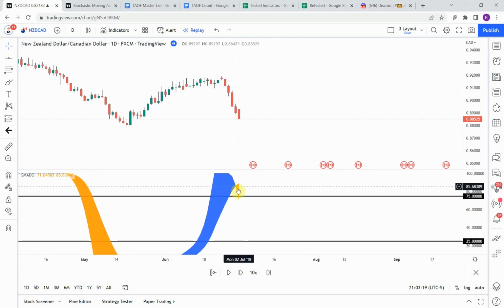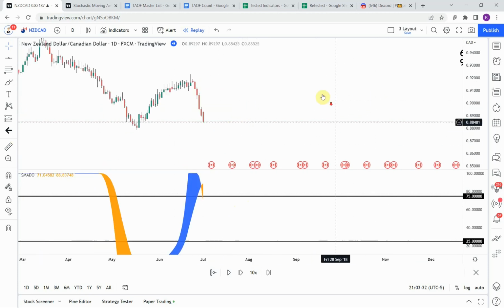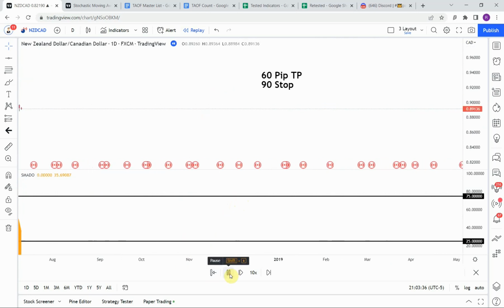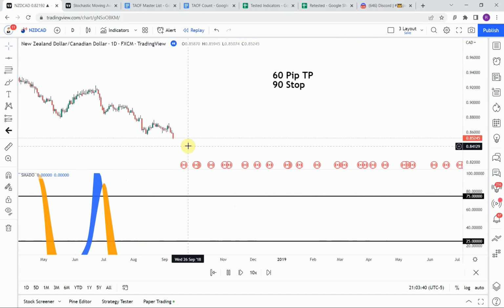So you can see how the orange line starts and crosses down below that 75 mark right there on that bar. That would be a signal to go short. So that's what we are looking for. Let's go ahead and get on with the testing and see what we can get out of this.